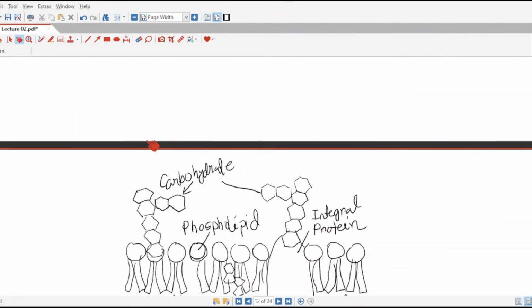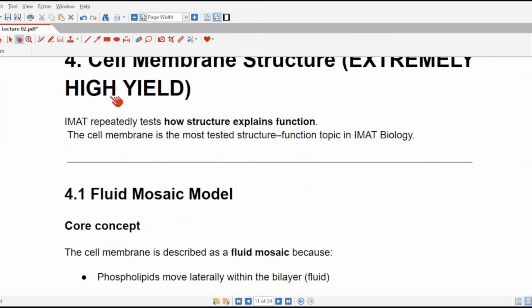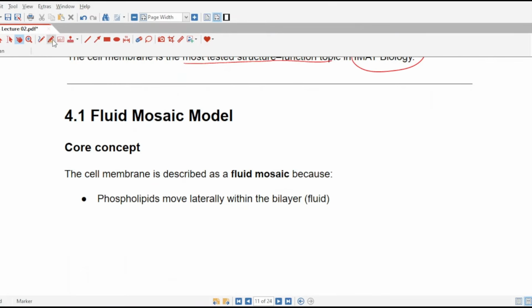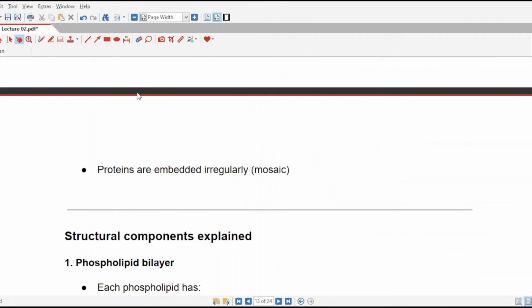Okay, now let's integrate them all together. IMAT will repeatedly test how structure explains function. Cell membrane is the most tested structure-function topic in IMAT biology. The structure that we have discussed previously was about the fluid mosaic model. Because phospholipids move laterally within the layer or bilayer, proteins are embedded irregularly. That gives it its characteristic mosaic shape.